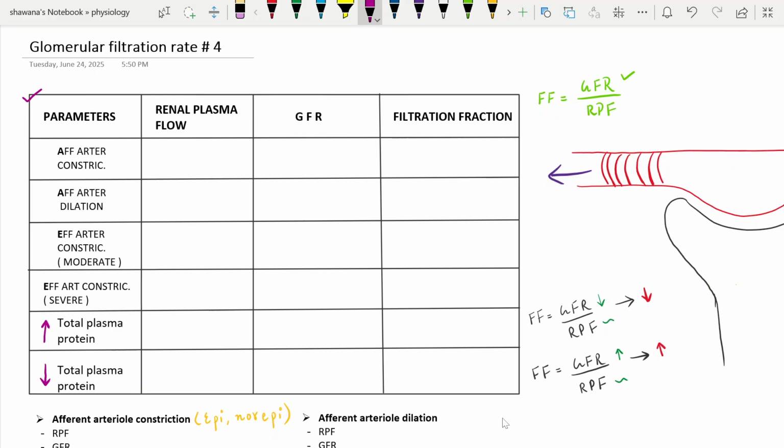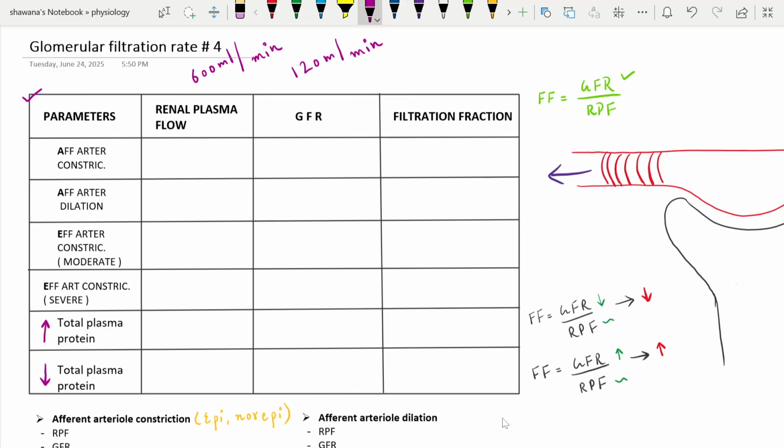So, what is renal plasma flow? It is the amount of blood or plasma flowing towards the renal system, and it is approximately 600 ml per minute. Out of 600 ml, approximately 120 ml passes through the filtration system, and that is the glomerular filtration rate.